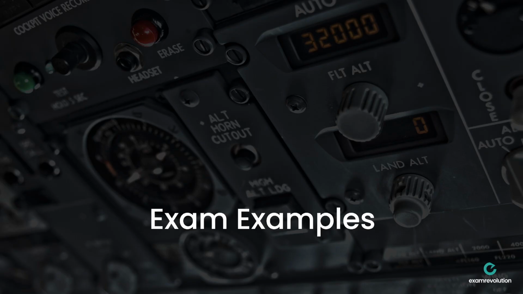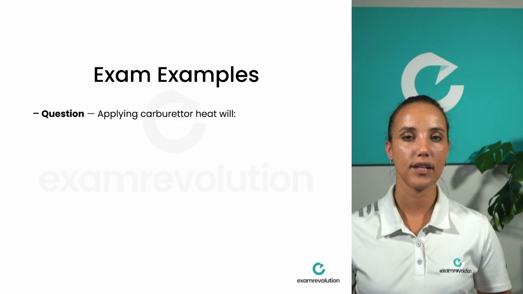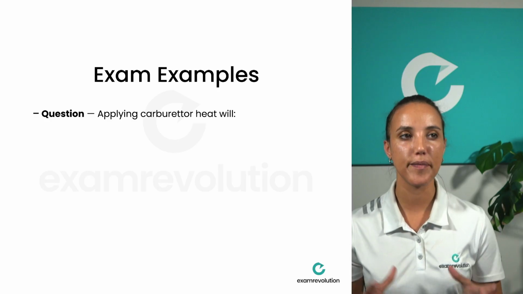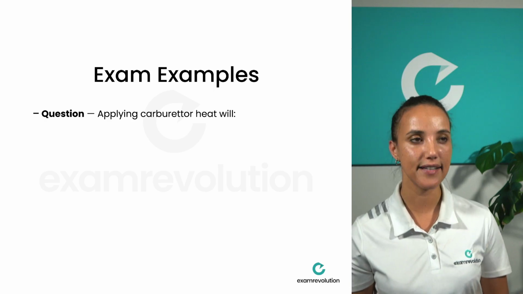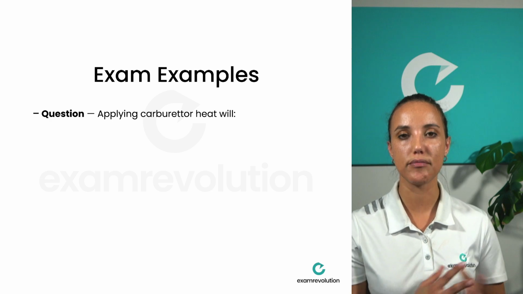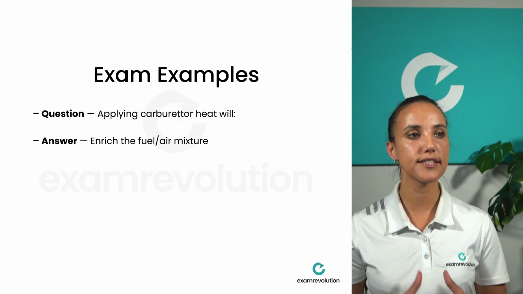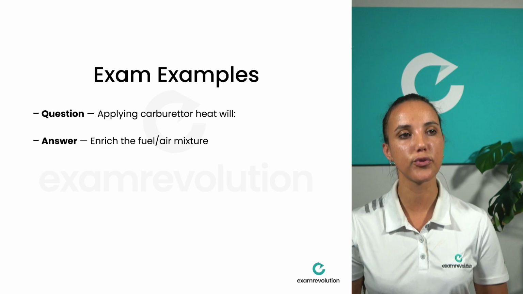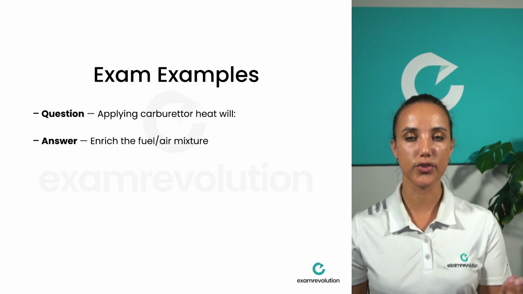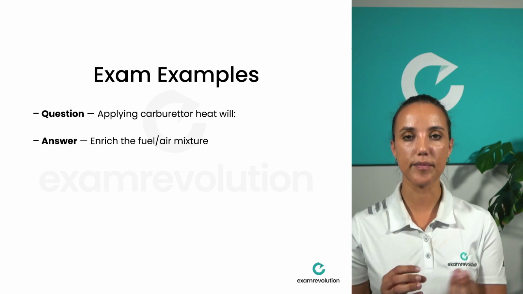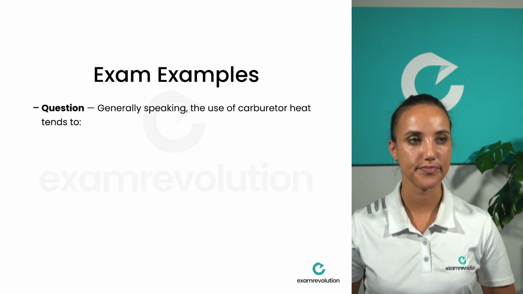Let's now have a look at some exam examples. Applying carburetor heat will... Again, there can be a number of options. Remember that carburetor heat decreases the performance of your engine because it's less dense air, but carburetor heat is used to melt the ice if there is any present in your carburetor. And the answer that they're looking for is to enrich the fuel-air mixture, and this will enrich the fuel-air mixture because the air going into your engine now is less dense, and with the same amount of fuel, it now becomes richer. It's too much fuel for the air.